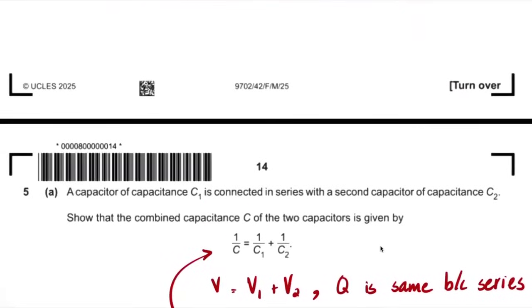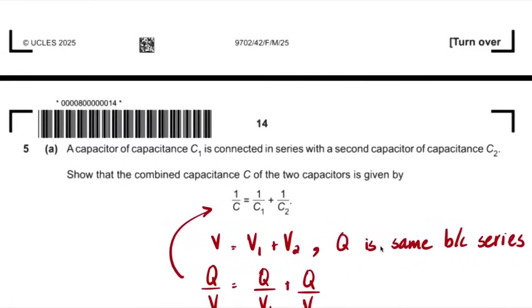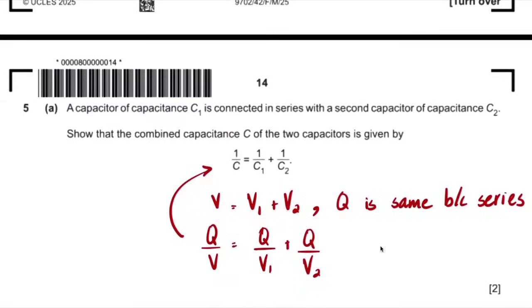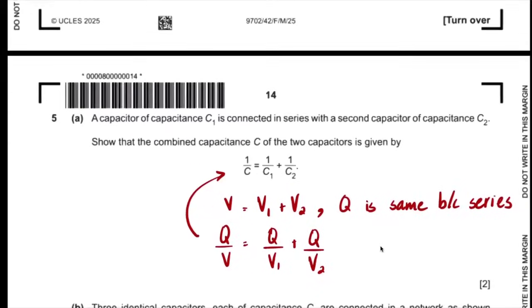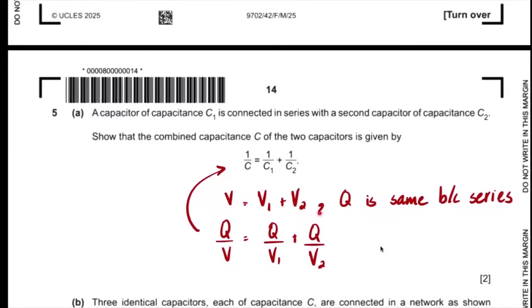Let's go on. A capacitor of capacitance C1 is connected in series with a second capacitor of capacitance C2. Show that the combined capacitance is given by this. So with series, voltage is split, and just like we used to say in AS, current is the same, we say charge is the same. So V equals V1 plus V2, C equals Q over V. So this becomes Q over V equals Q over V1 plus Q over V2. If I factor out the Q's, all of these cancel out, giving me this.